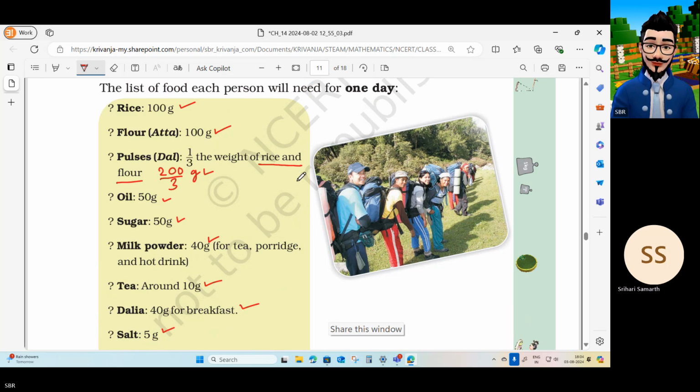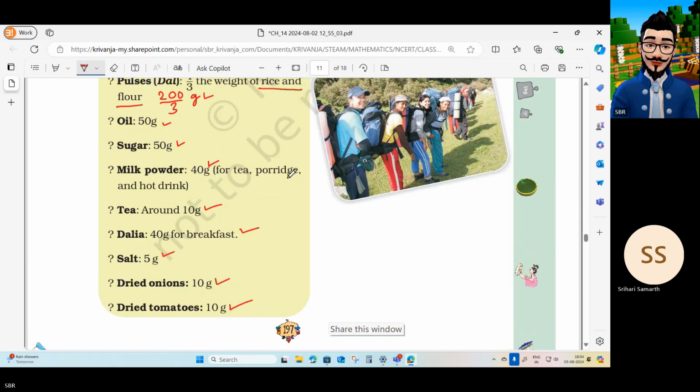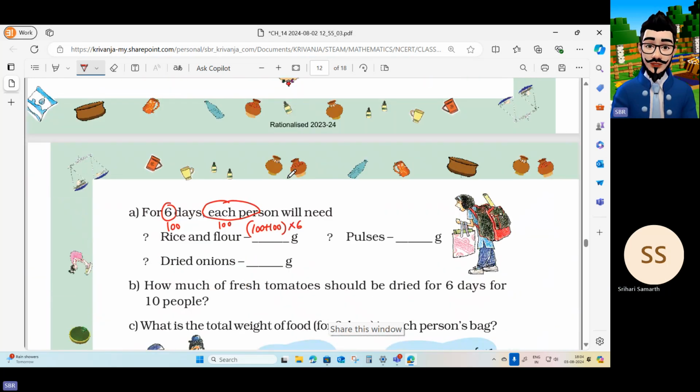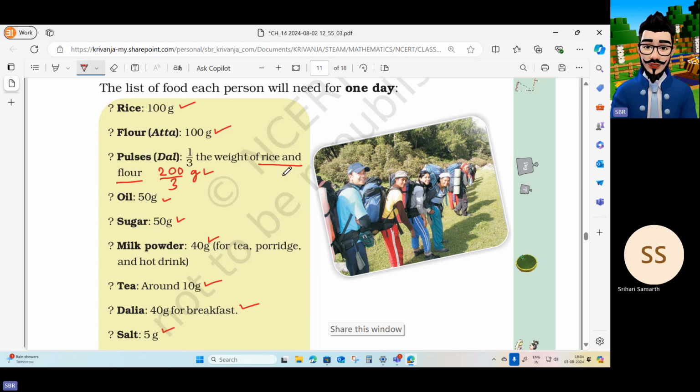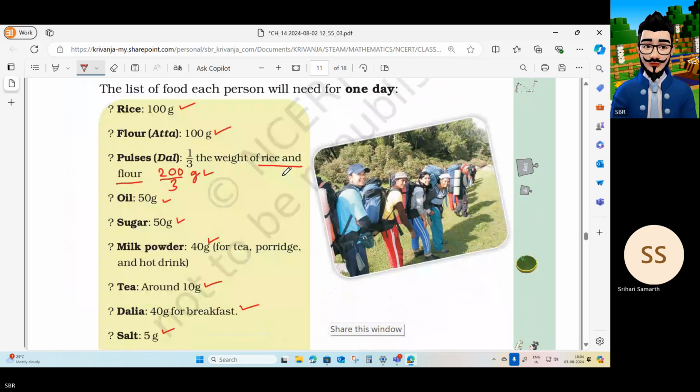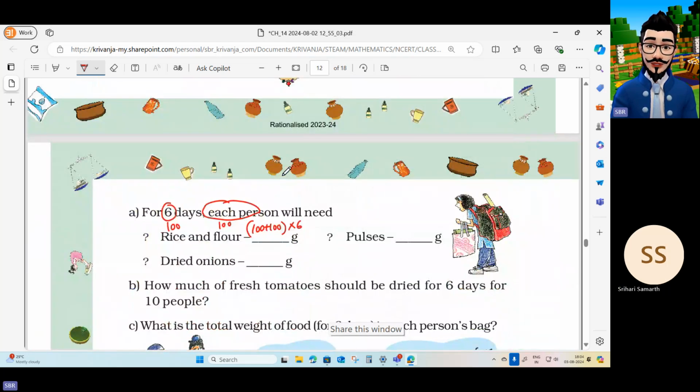Okay, now how many pulses? How will you solve first? Tell me. 200 divided by 3 into 6. Next time, don't make me angry, okay? Every time I can't repeat that. So 200 by 3 into 6, basically 400 grams. They need to carry 400 grams of pulses. Now, how many dry onions?